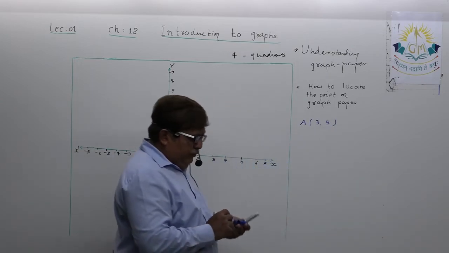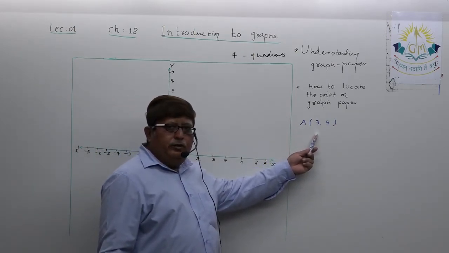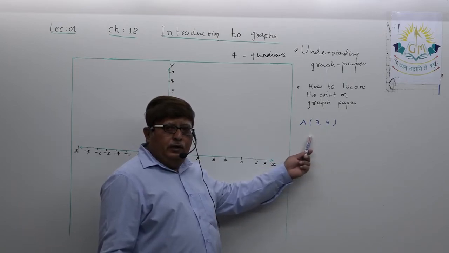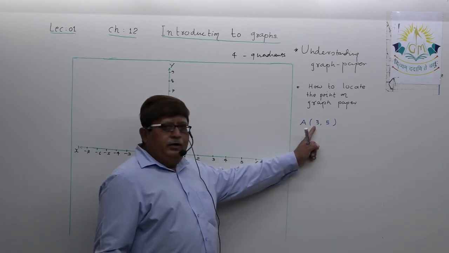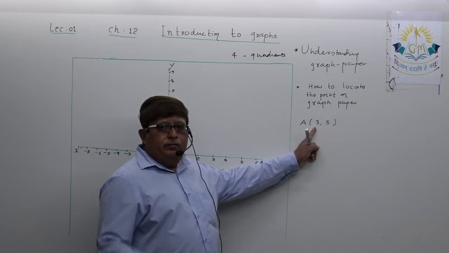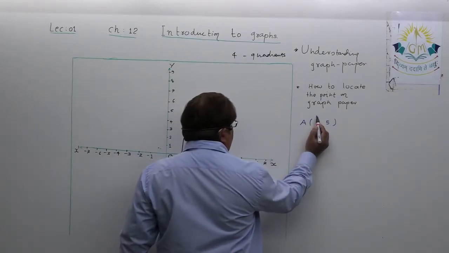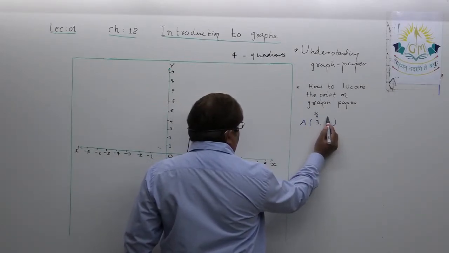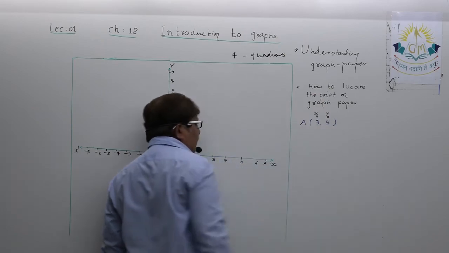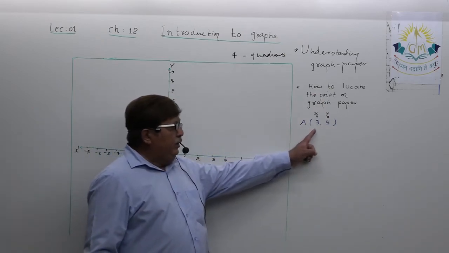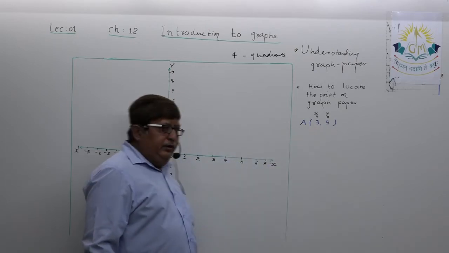How to speak first this point? You have to speak this way, A 3, 5. A, that's the label of the point, name of the point. In bracket, the first number always represent x coordinate. Second number always represent y coordinate. So point A has x coordinate 3, y coordinate 5.